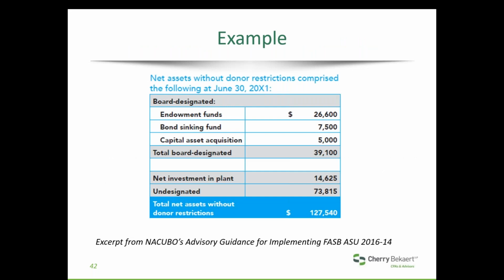And then here's another example, just one more from the NACUBO advisory guide. If you can't tell, I really like that resource. And in this example, it's showing all of net assets without donor restrictions as your footnote. So it has what's board designated and then what's non-board designated sitting in the net assets without donor restrictions, so net investment in plant and undesignated. And then your total net assets without donor restrictions would tie to the statement of financial position.